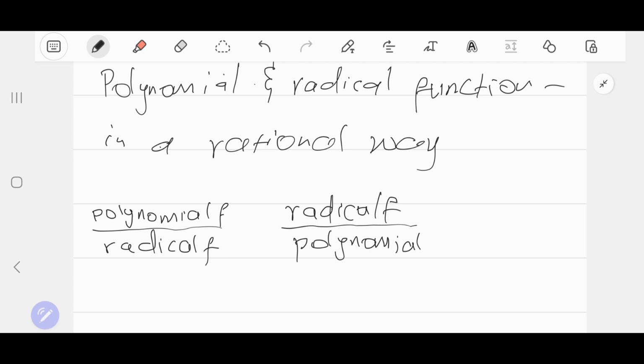So remember, people, these are the types of function you can get. The first one is a polynomial function. The second one is a radical function. The third one is a rational function. And now I'm here with the fourth one, which is this one. And the fifth one is this one.